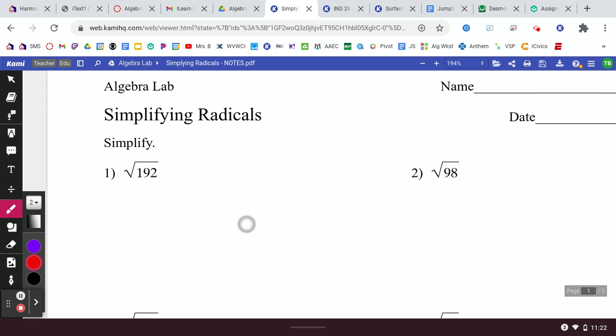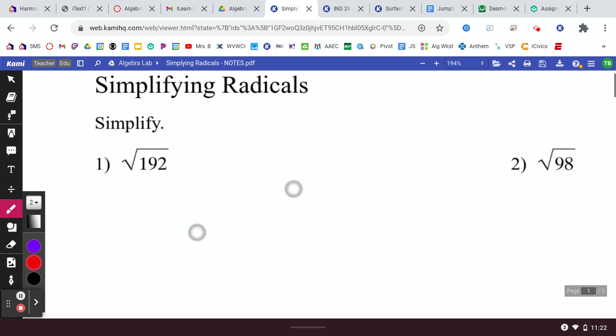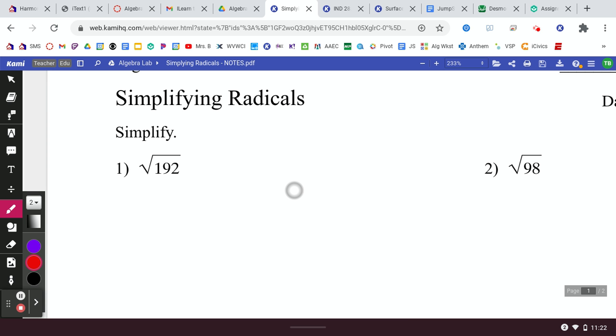Okay? All right, so first of all, I want to talk about what a radical sign is. We kind of get lazy, and we call it a square root sign a lot of times because 99% of the time it is a square root, and I'll show you how to tell the difference.